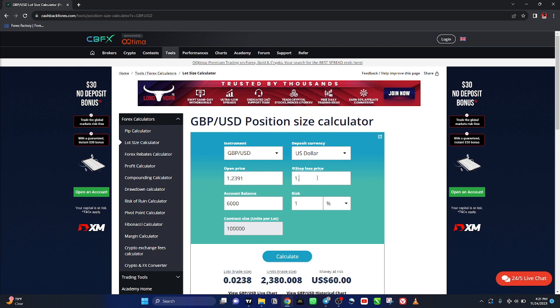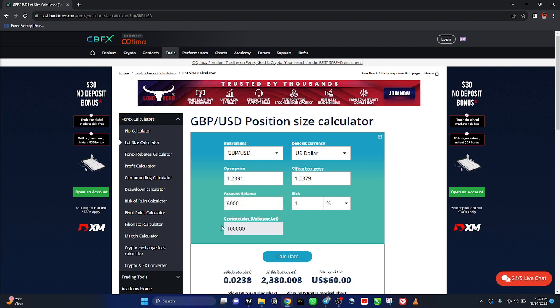1.2376. Now we're trading on Great Britain pounds, right? US 30. Your currency is on US dollar on your account. So let's say you're trading on a $6,000 account. You want to risk 1% of that rate. Maybe it's a prop firm.